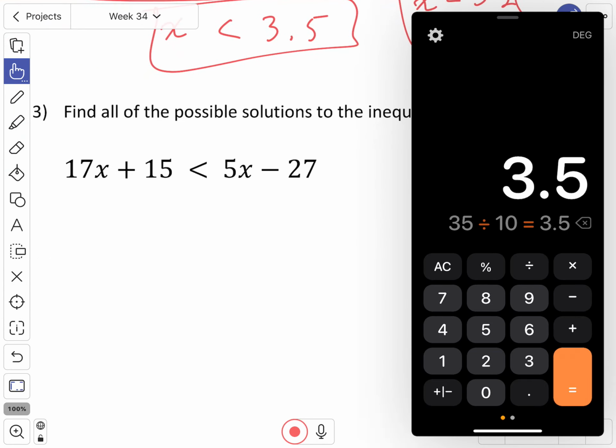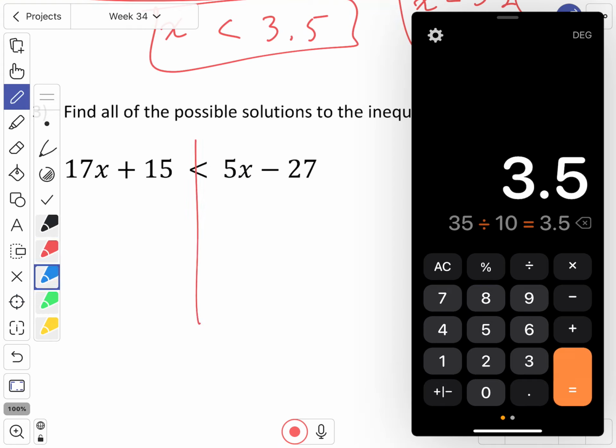So the last one, it's having a variable on both sides. So just like I've been showing y'all, we want to find which side has the least amount of variables. So my left side has 17x, my right side has 5x. So I want to get rid of this 5x to keep my coefficient positive. That way I don't have to flip my inequality. So to get rid of the 5x, I'm going to subtract 5x on both sides. So minus 5x minus 5x.